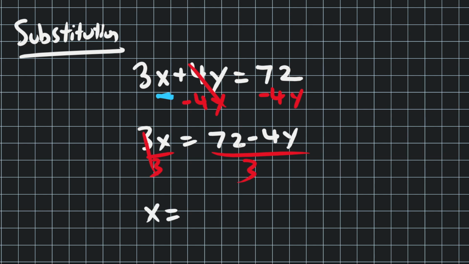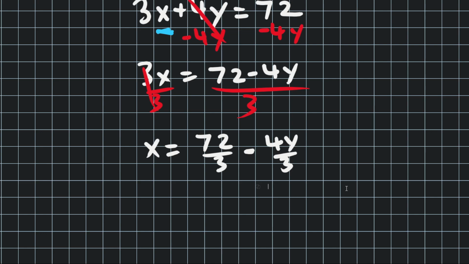So x equals 72 minus 4y over 3, a binomial over 3. This is the same thing as splitting up the binomial: 72 over 3 minus 4y over 3. What's 72 divided by 3? That comes out to 24, because 24 times 3 is 72. So x equals 24 minus 4 over 3 y.